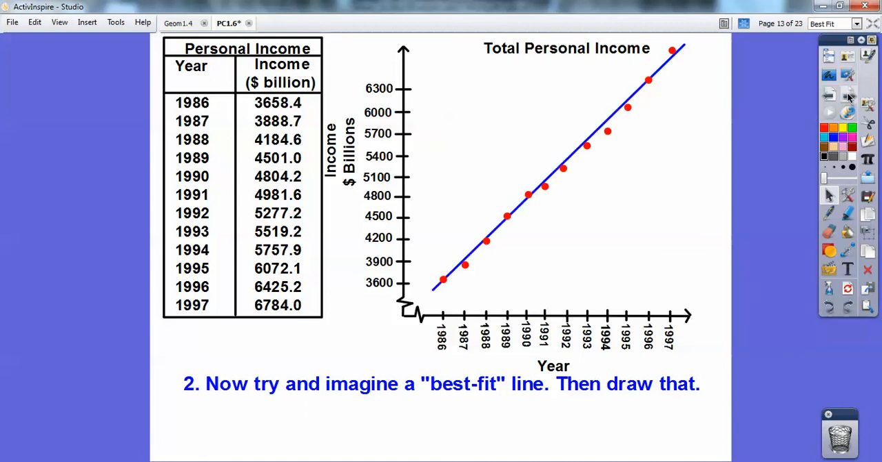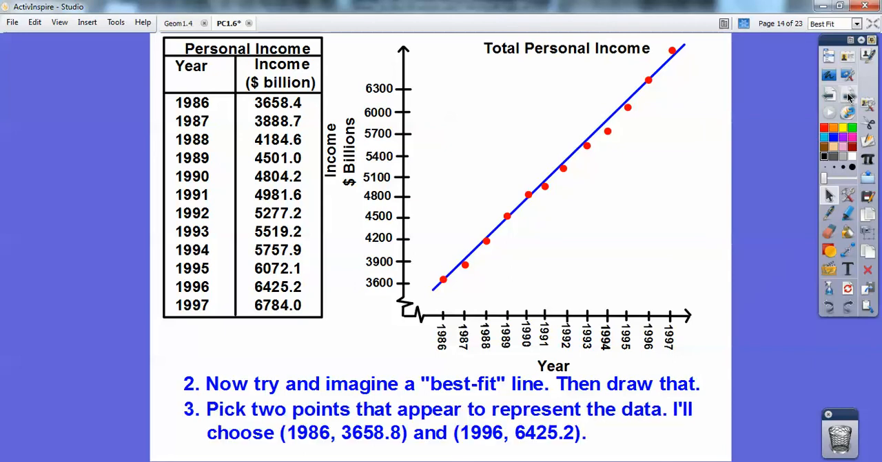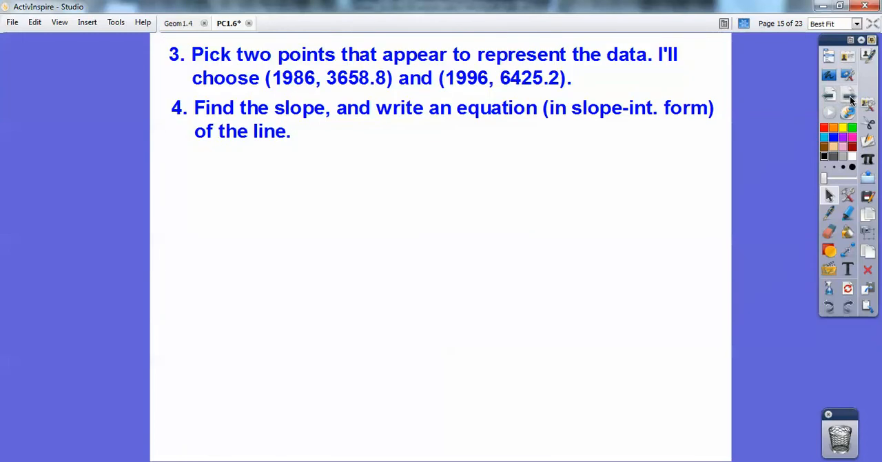And you can do that. You can just try to fit a line that would go right up through the middle of that. Okay, and there it is, drawn right there. Okay, and then pick 2 points that appear to represent the data the best, you guys. And I picked the 1986 and the 1996. So I picked this one right here and this one right here because the line is going right through those points. But you could have picked any other points, but I tried to fit the ones that fit it the best. Okay, and then I did the slope.